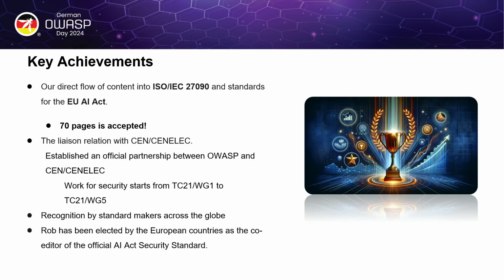About our key achievements, we have a wonderful group of expert people around the world. Our content is fitting into ISO/IEC 27090 and the EU AI Act. And 70 pages of our work have been accepted. We have a liaison relationship with the European Committee for Standardization, and work for security starts from TC21, WG1 to WG5. The group is recognized by standards makers across the globe. And Rob, our leader, has been elected by 8 European countries as the co-editor of the official AI Act security standards.